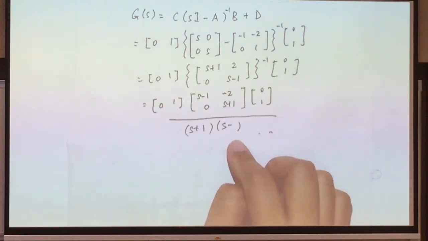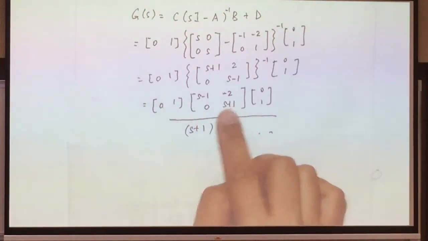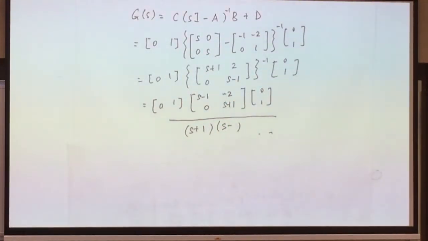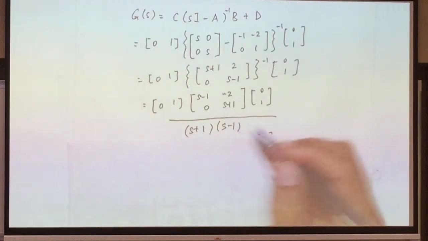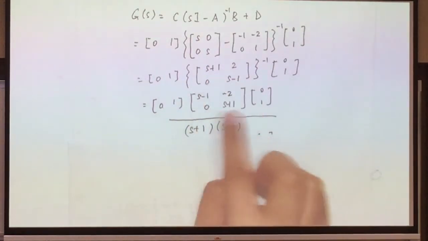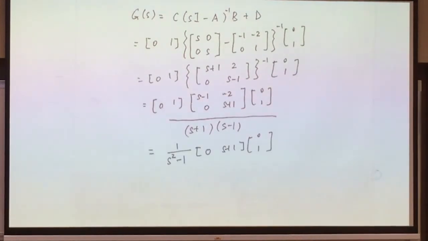Divided by the determinant. So what's the determinant? The determinant is (s plus 1)(s minus 1) minus 0 times 2. So to do the inverse of the matrix, you come up with the adjoint over the determinant. You learned this before? Yes. Alright? Next.